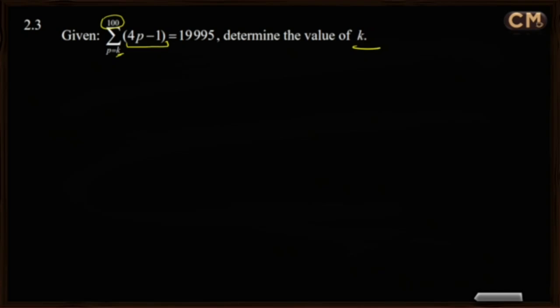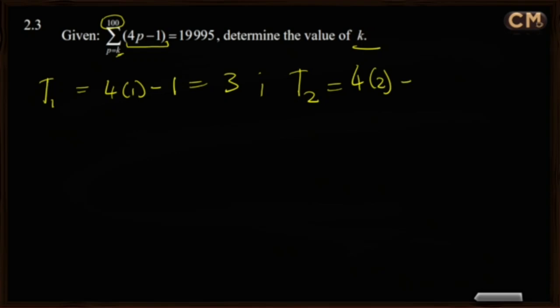So first things first, let's just flesh this out. Our first term is going to equal four times 1 minus 1, which is equal to 3. Our second term is going to equal 4 times 2 minus 1, which is equal to 7. Making our common difference, d, just equal to d2 minus d1, which is equal to 4.